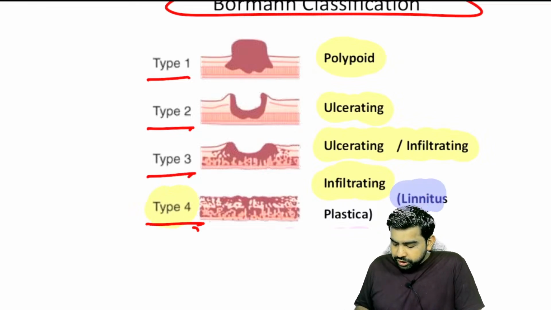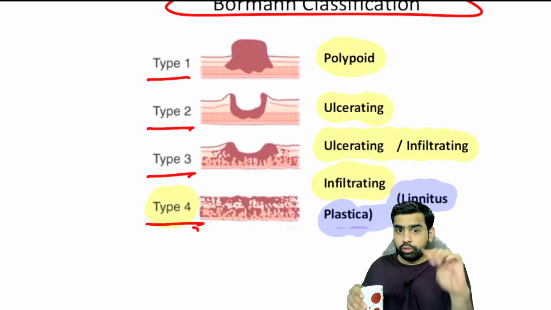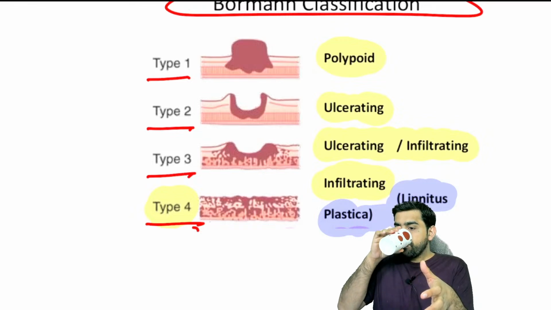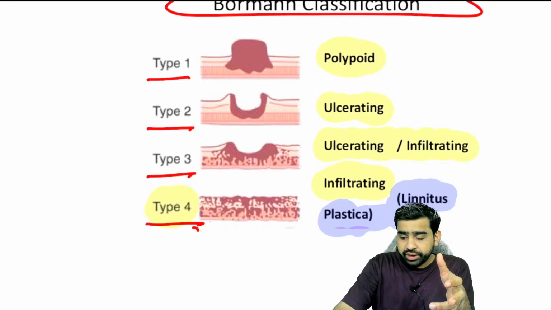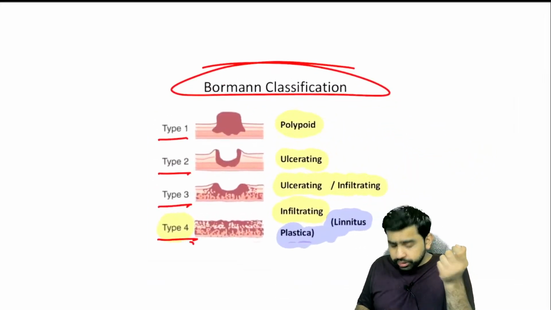They might ask you linitis plastica. Linitis plastica is which type of Borman's classification? Linitis plastica is a type 4 Borman's classification. Very, very important. What is this linitis plastica? This is what is called a leather bottle stomach. So linitis plastica, leather bottle stomach, type 4 Borman's classification. Important kind of an MCQ.